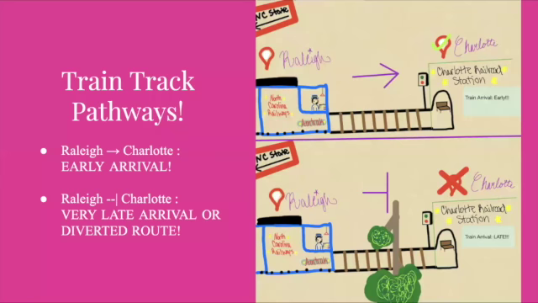I've drawn a little image to show that on top, the Raleigh train goes all the way from Raleigh, North Carolina, where NC State is, along the clear track, along an arrow path to Charlotte, and train arrival is early. However, on the bottom image, you can see that the Raleigh train coming from NC State has an obstacle in the way in the shape of a T-shaped tree intersecting the train track. Therefore, until this tree is cleared, the Raleigh train cannot get to Charlotte, and therefore the train arrival is going to be very late, or it may even have to take a diverted route.